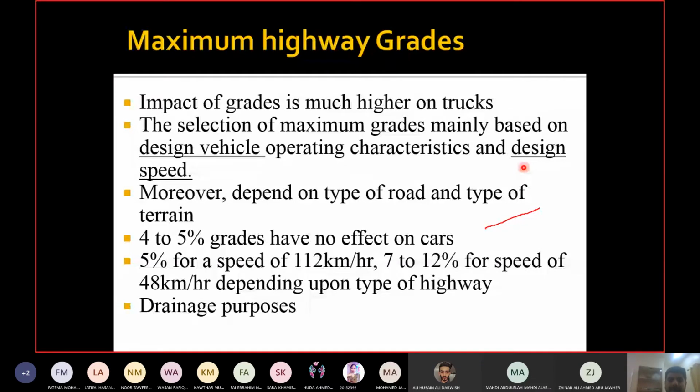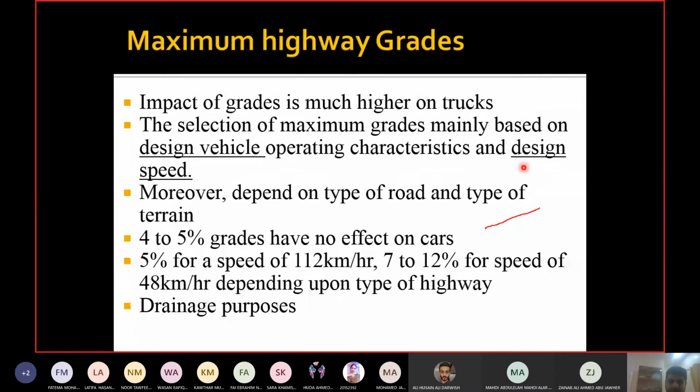So you have to consider the design vehicle and what speed you want on the road. In a nutshell, I can say you must select a gradient so that your design vehicle can safely go at the design speed on that gradient. Select that value. Okay, I will show you some standards. Other things which affect the gradient are type of road and type of terrain. Type of road means the highway classification: arterial, collector, local road. And type of terrain we already discussed: rolling, flat, and mountainous. So all these things affect the gradient.